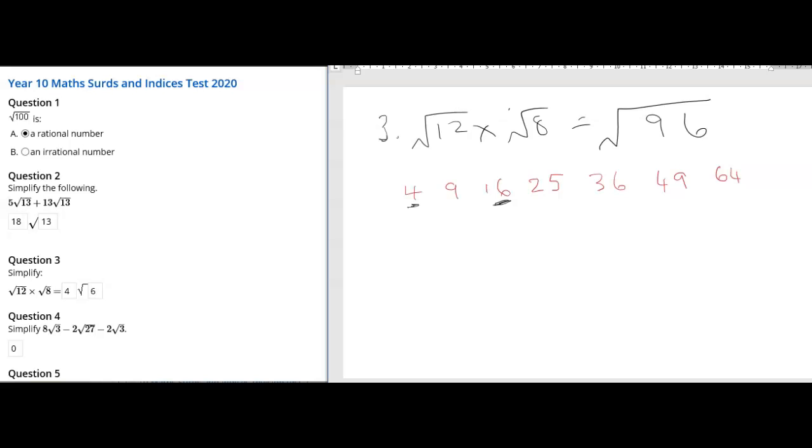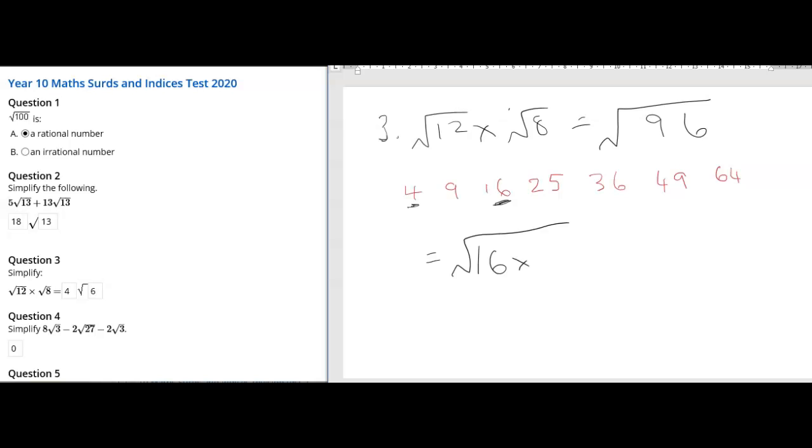Now you've got to choose the highest one. Otherwise, we're not really simplifying. It's kind of like with fractions. When you're simplifying, you have to take the highest common factor. So here, we're taking the highest square factor. So the highest square factor is 16. Okay, so let's move on. So we've got 16 times... Now 16 times what gives me 96?